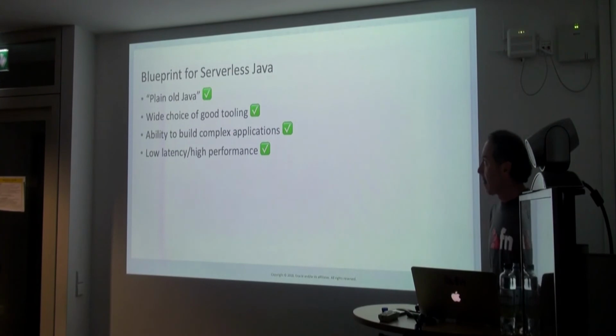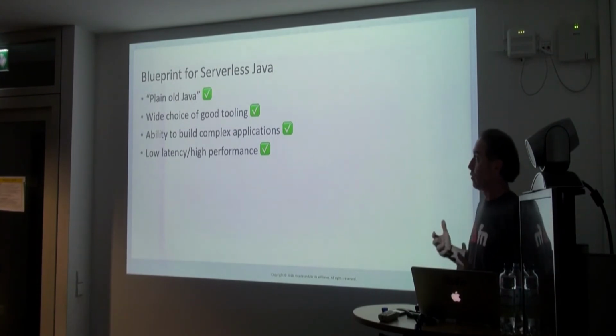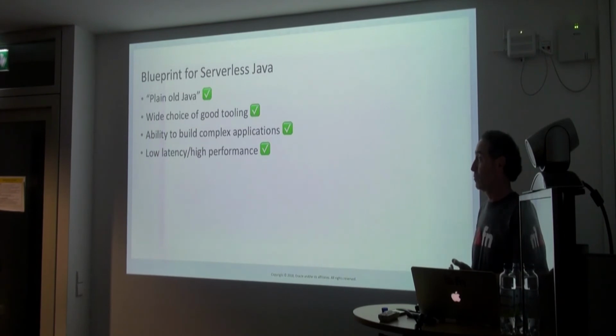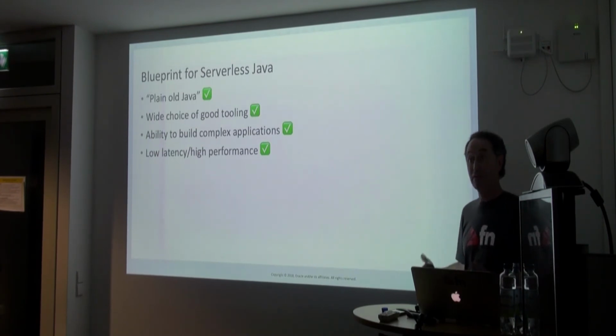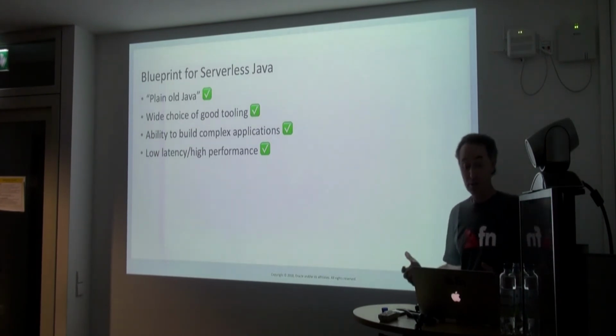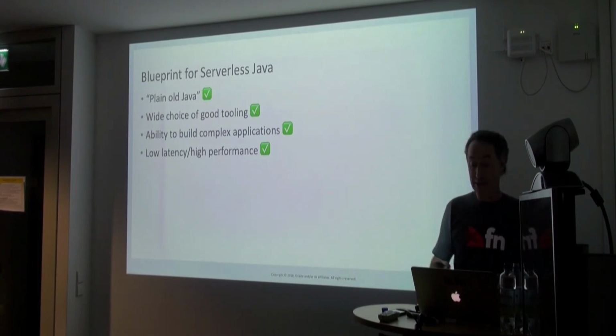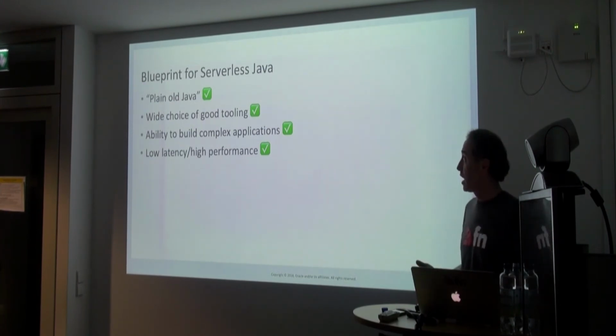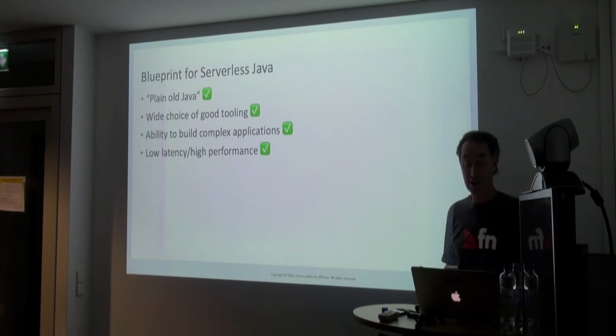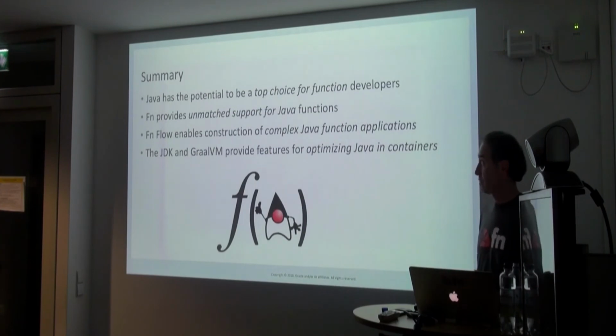Okay, so those are my criteria, like what would be good. I want plain old Java, I want to use whatever tools I feel like using, I want to build complex apps, I want this thing to run fast. I've got various options to use for low latency, high performance. It's a pretty good story, actually. It's not bad. It's not the same story it was 3 years ago when Lambda launched. Use those other languages, right?